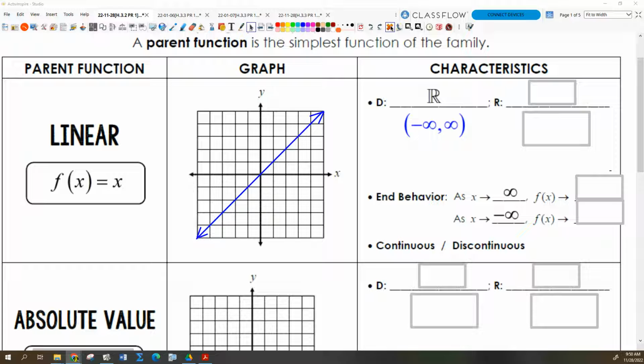How about the y values? What do you think? All reals, yeah, absolutely. Same thing, isn't it? If we were to project this graph onto the y-axis, it would cover the entire y-axis also, wouldn't it? Okay, end behavior.